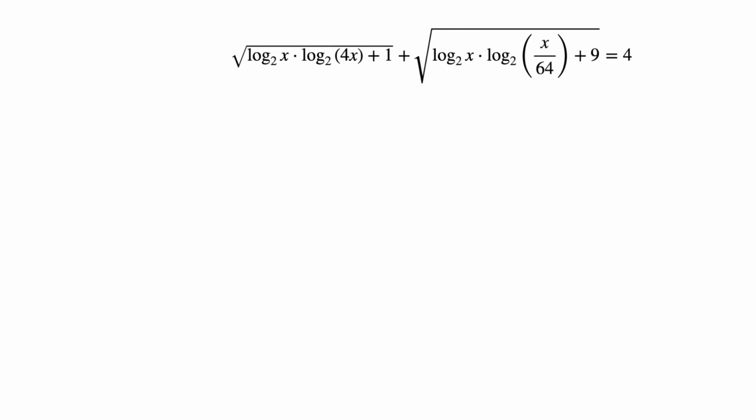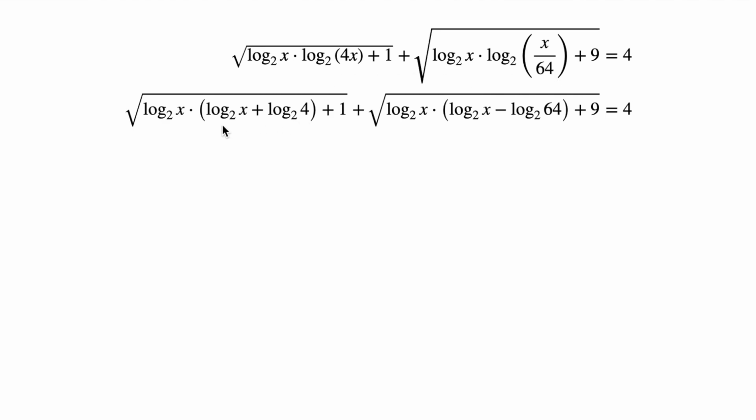We can first simplify this equation by using logarithmic laws to separate the 4 from the x and the x from the 64. Over here we use the product rule, while this uses the quotient rule. I'm not going to explain how the rules work, as I'm assuming most of you know this already, but I've attached a link below for those of you who need to brush up on some logarithmic concepts.